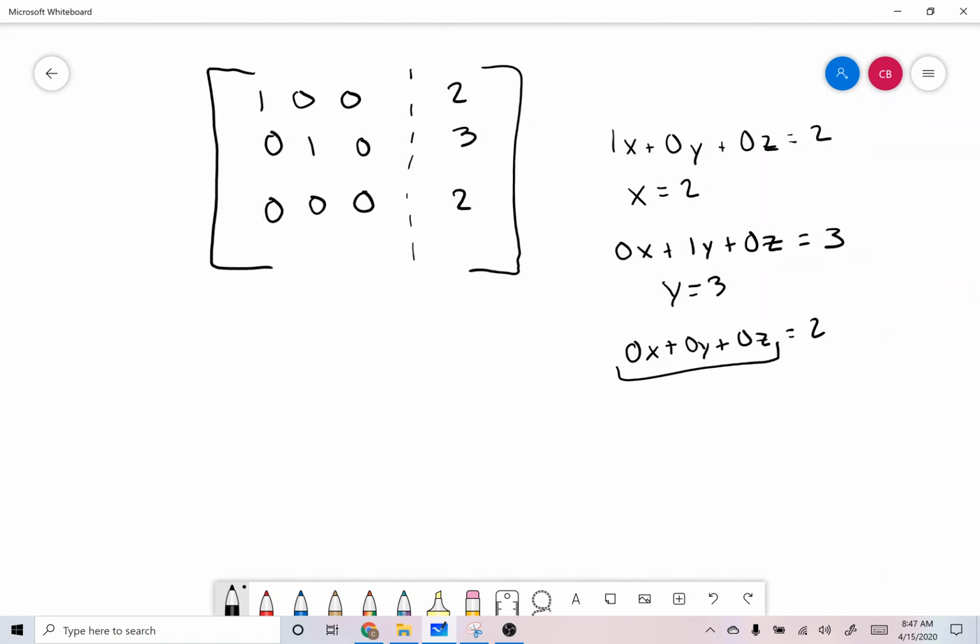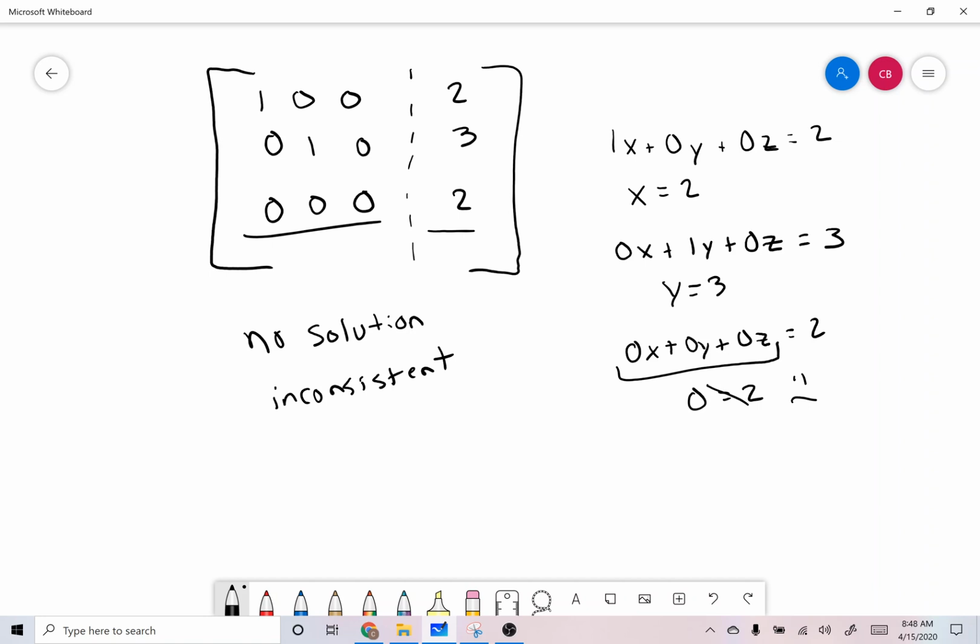But this is all 0. 0 is equal to 2 is what that says. That's not good. So this means no solution. Inconsistent. So what you really look for is if you get something that resembles that, that tells you that it's inconsistent and that there's no solution for that system of equations.